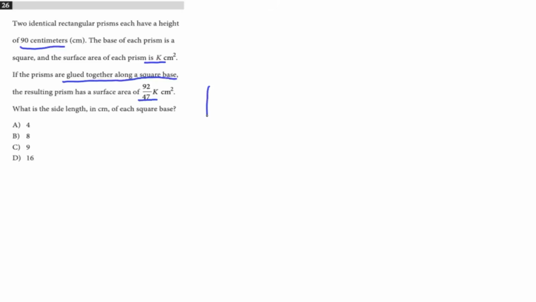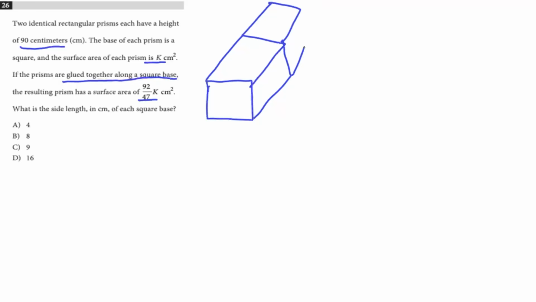So what do I mean by that? Let me draw this out. So we have this prism. It's going to look something like that. And then there's going to be another prism attached to it that looks like that. So you see how there's a base inside here? That's not going to be part of the surface area equation. So that's why it's not exactly 2K.